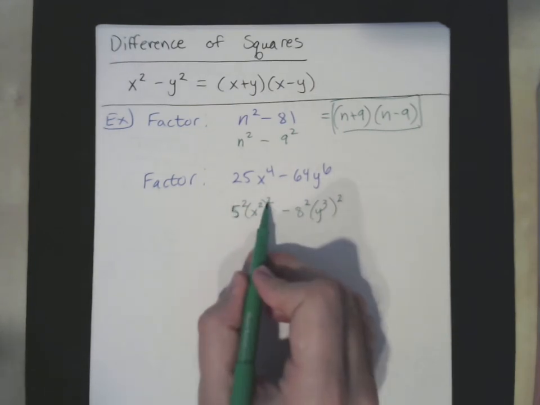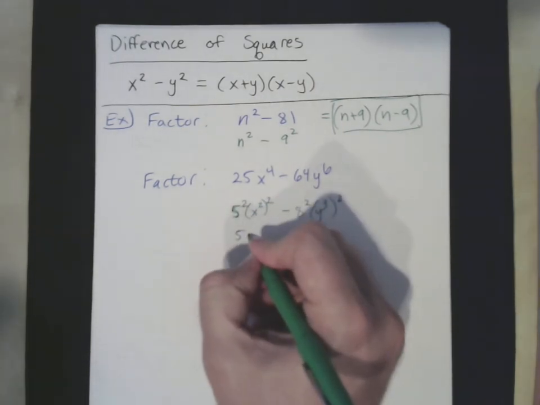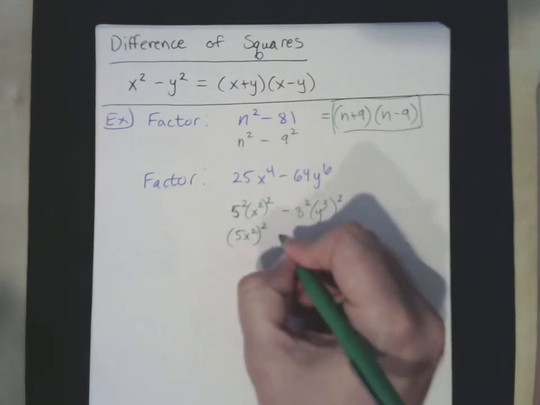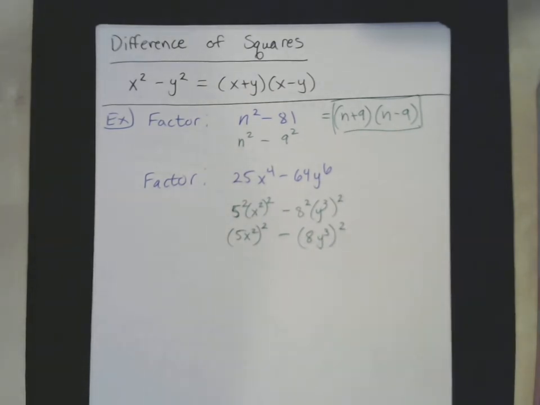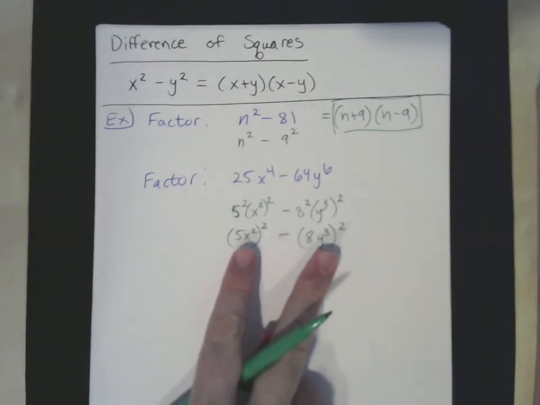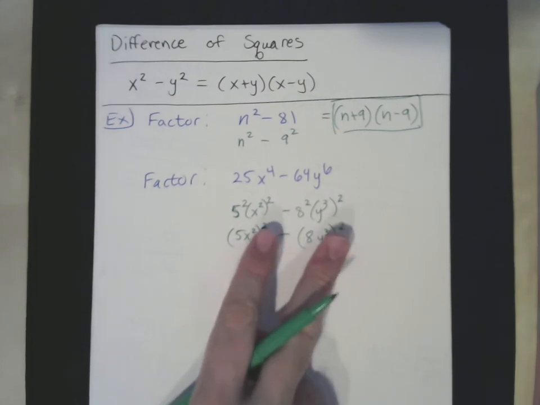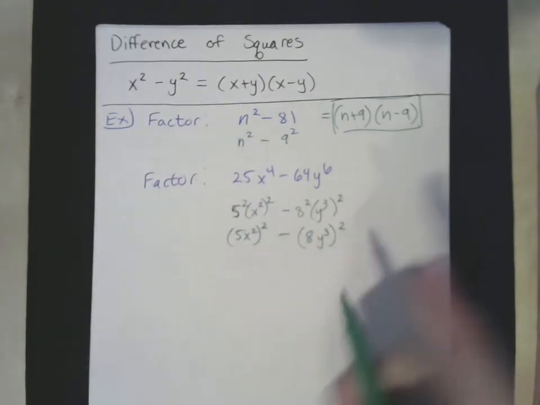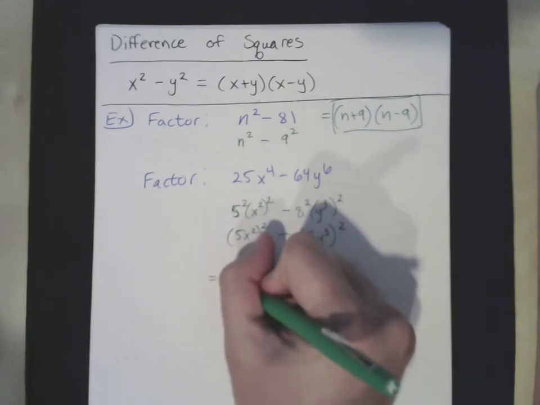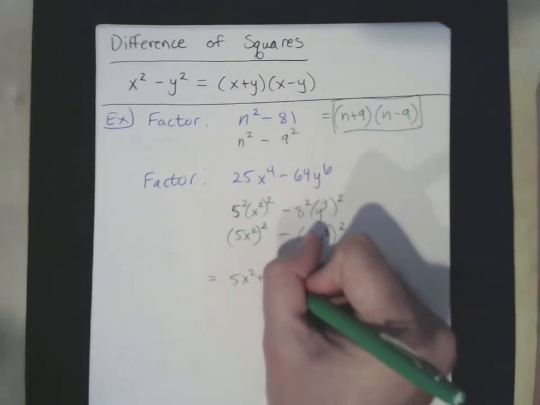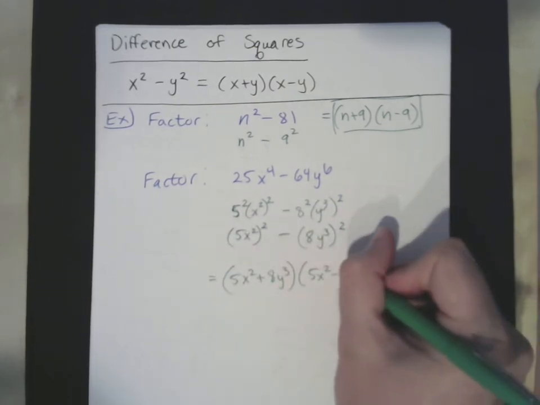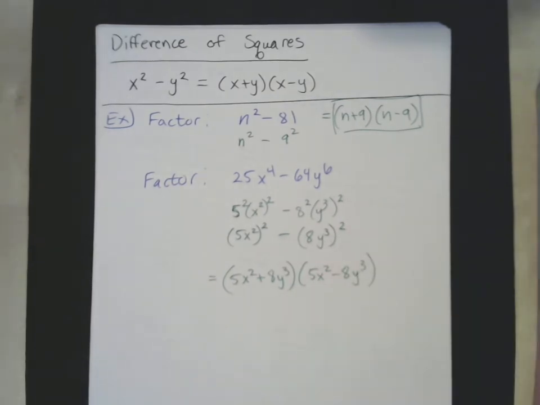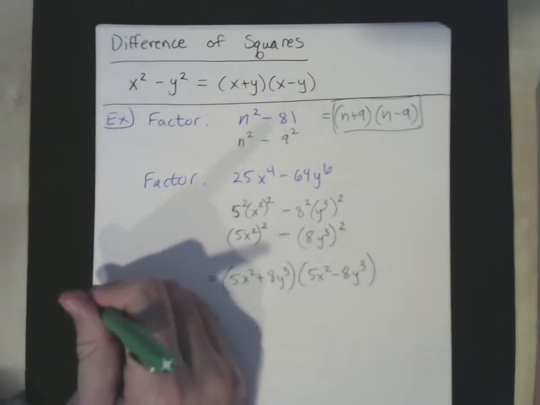So now we have the two squares, square and square. So this is really 5x squared squared minus 8y cubed squared. Even though this one's a little bit more complicated, we still have perfect squares. They're still separated by a minus sign, which means that this is still a difference of squares, and we can factor it to 5x squared plus 8y cubed times 5x squared minus 8y cubed. And that's our difference of squares.